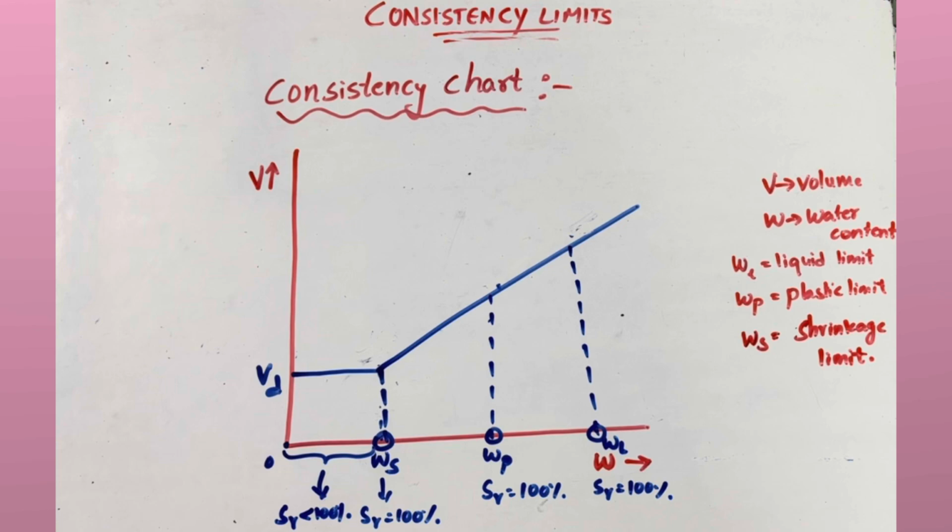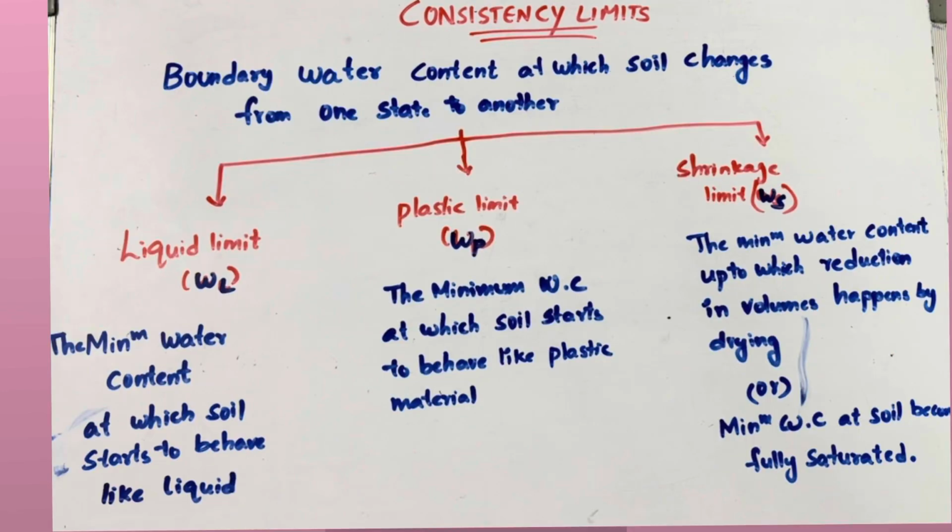The boundary water content at which the soil changes from plastic to liquid state and vice versa is called the liquid limit. This can also be defined as the minimum water content at which soil starts to behave like a liquid. This is the simpler definition of the liquid limit: the minimum water content at which the soil starts to behave like a liquid, right?